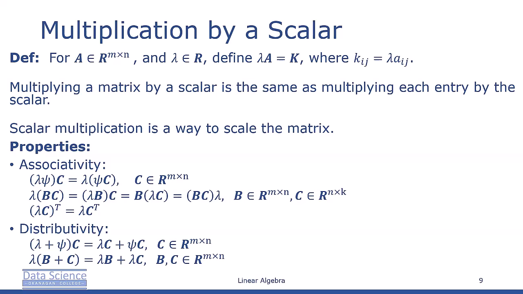We also have a distributive property. Lambda plus psi times C is equal to lambda C plus psi times C. And lambda times B plus C is equal to lambda B plus lambda C.